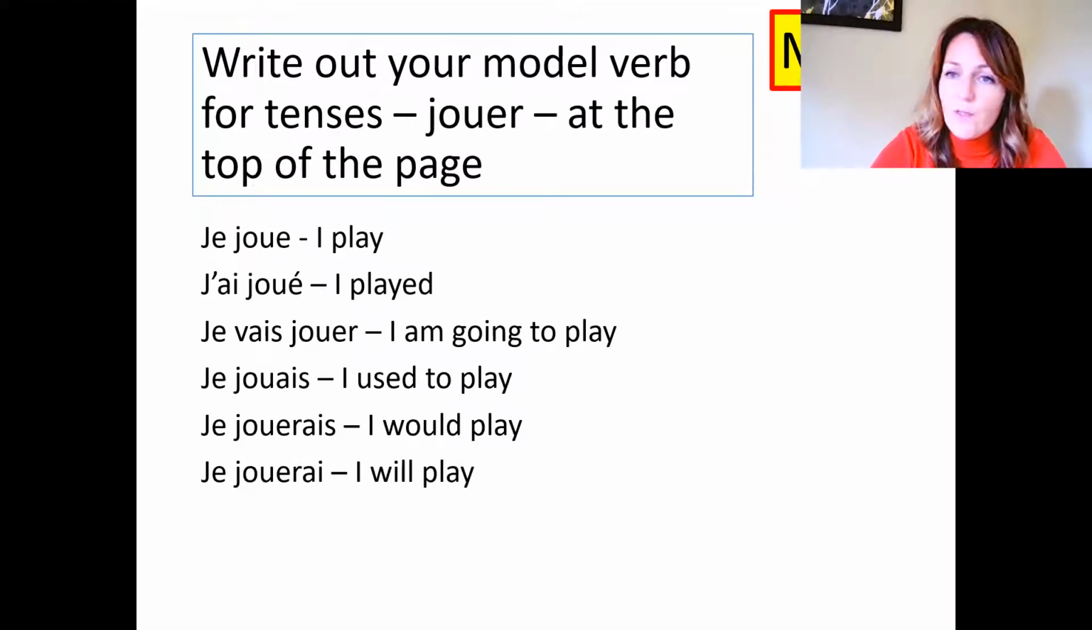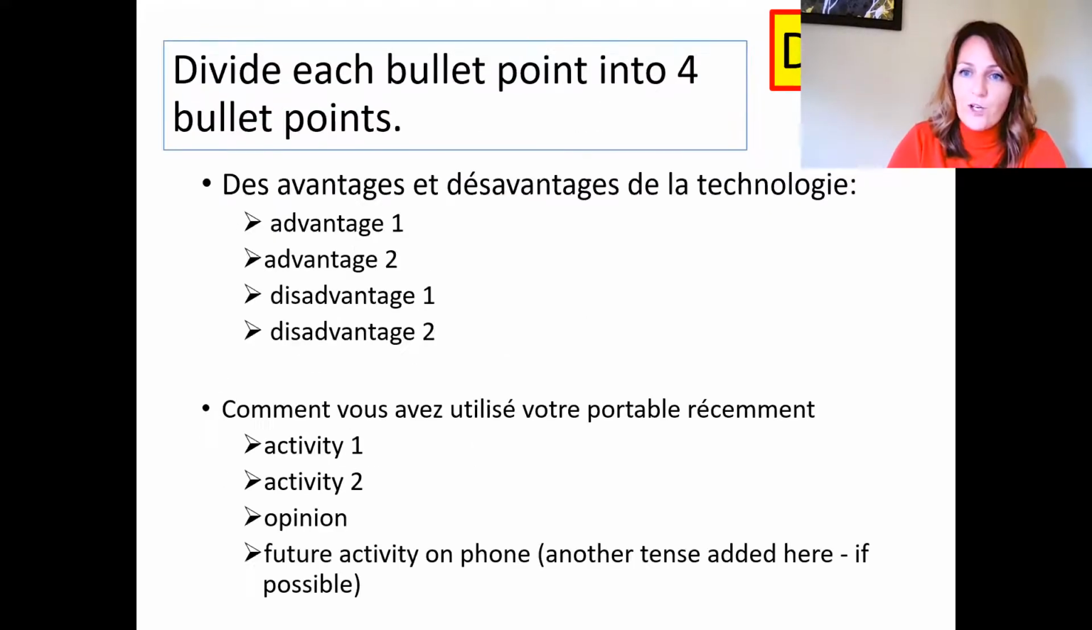So if you can write those 6 tenses down: your present, your perfect, your near future, so je vais plus the full verb, and then your imperfect, which is the AIS onto the end of just the stem, and then the conditional, AIS onto the end of the infinitive, and then the future, AI onto the end of the infinitive, then you can have those to refer to.